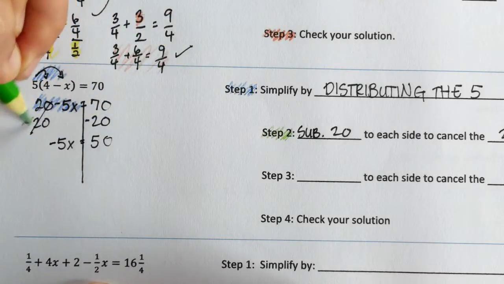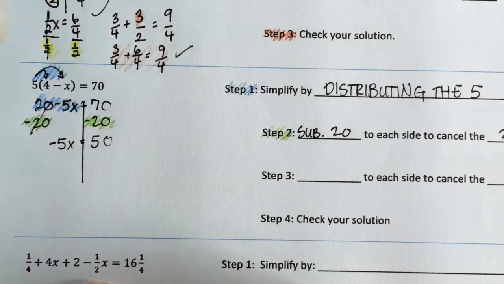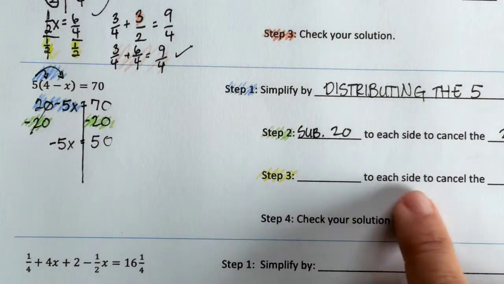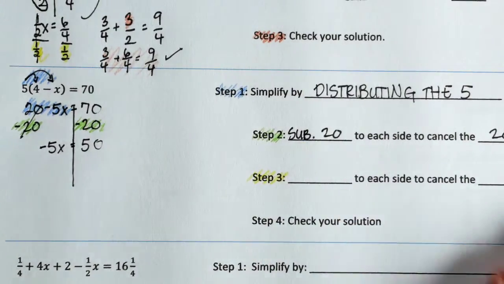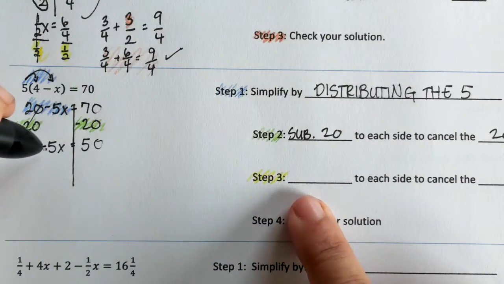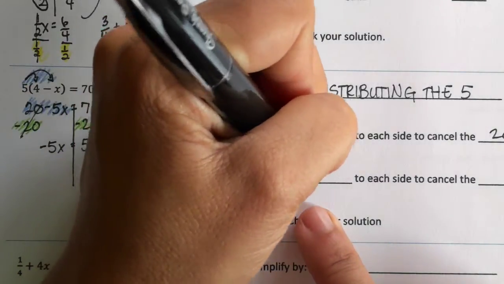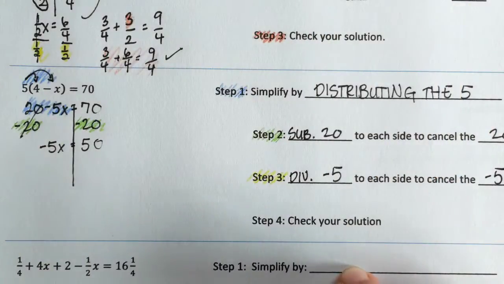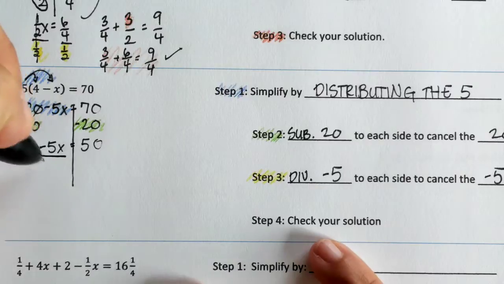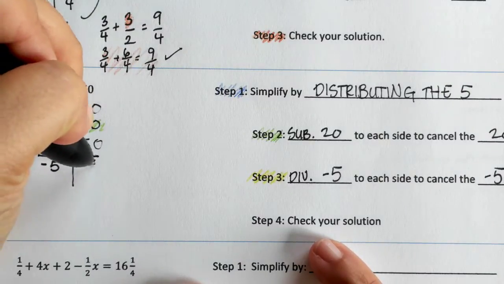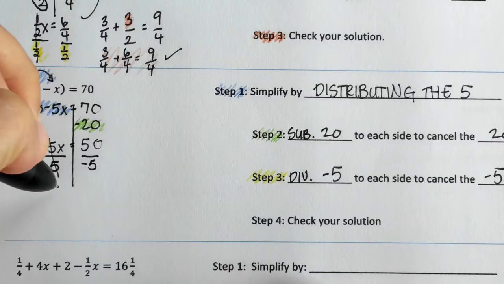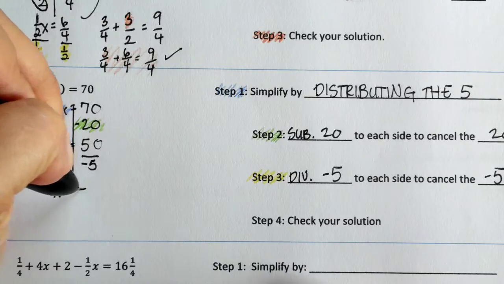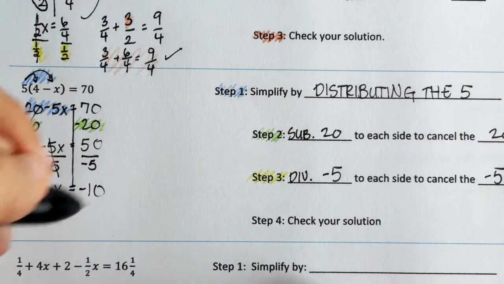Step 2 was subtracting out that 20.3. Something to each side to cancel out the something. And so what is that something? I've got to divide by negative 5 to cancel out the negative 5. That's because it's multiplying. It's negative 5 times x. So to cancel it out, I've got to divide by it. Cancels that out. And so I'm left with x equals 50 divided by negative 5 gives us negative 10. So we're saying our solution is negative 10.